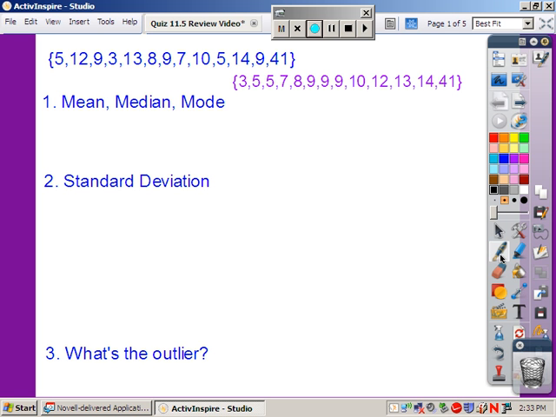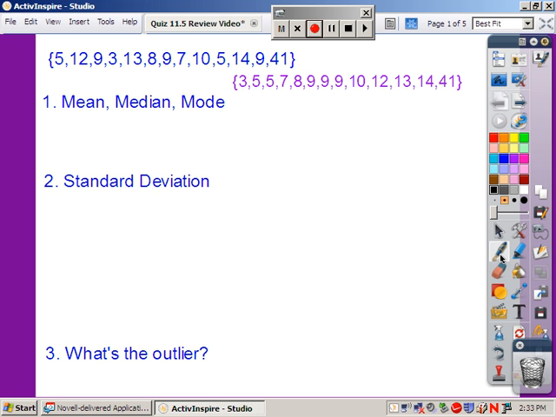So as far as calculating a mean, it's the same thing as an average. You want to add up all these numbers and divide by how many there are. Calculating the mean is just as simple as adding a bunch of numbers together. You can use a calculator if you want to make it go a little quicker.